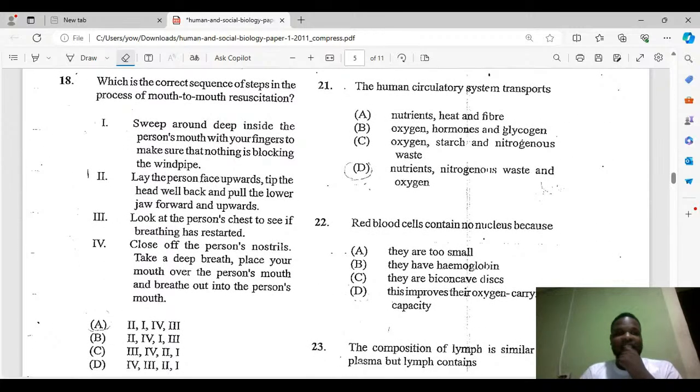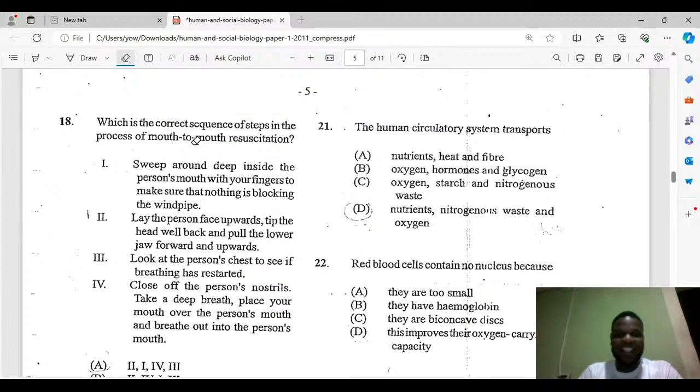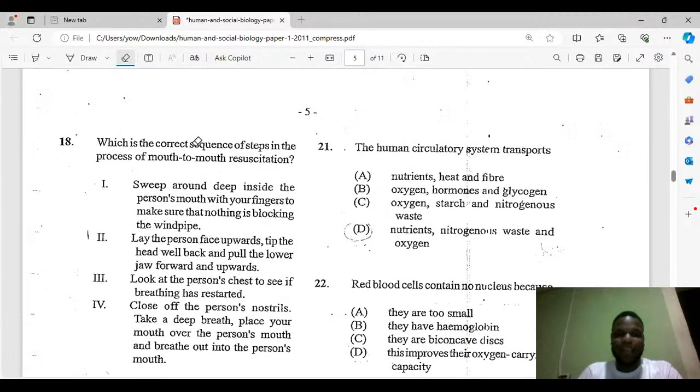Question 18. Which is the correct sequence of steps in the process of mouth-to-mouth resuscitation? Tell me the steps in order. Let's go.